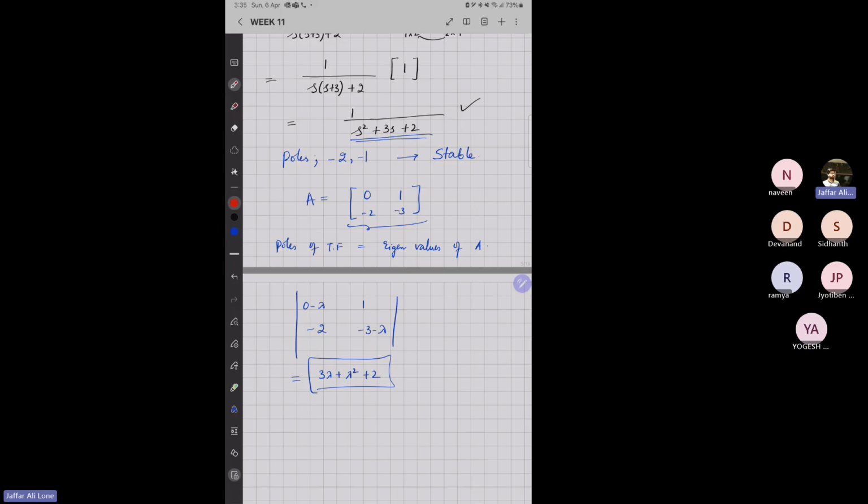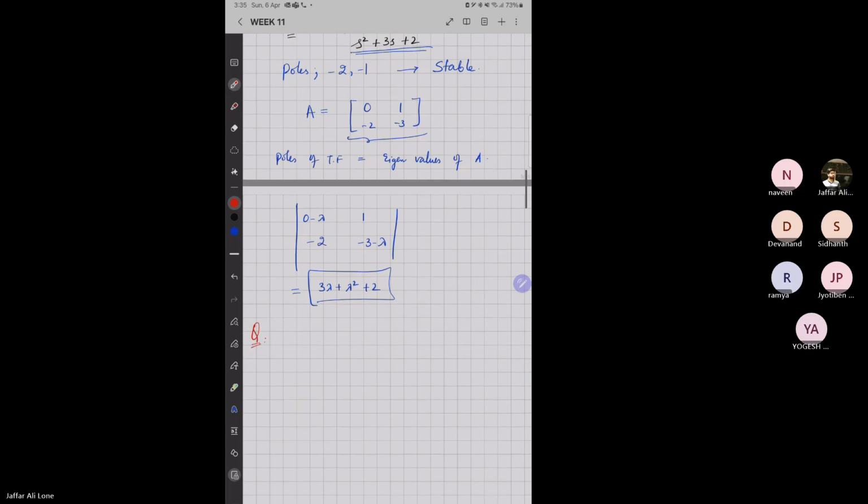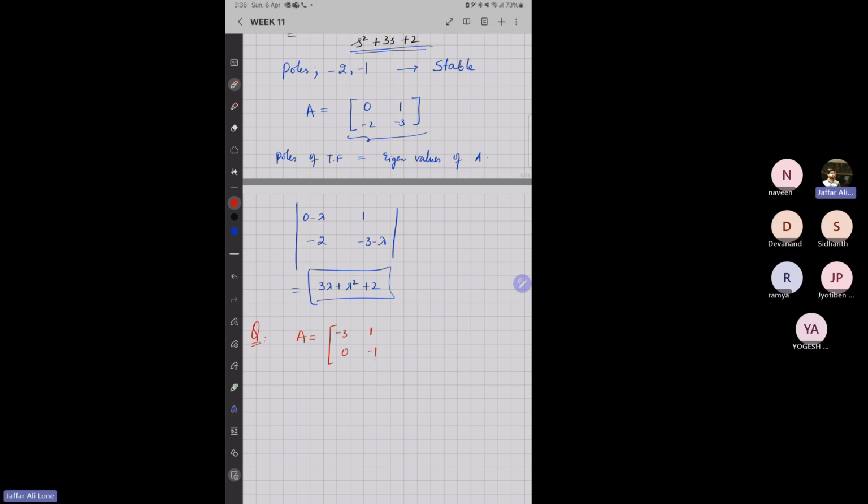Now please solve this question based on the above stuff. Determine the transfer function if the state space matrices are given as follows. A is -3, 1, 0, -1. B is 1 and 1. C is 1 and 1, and D is 0. Also comment on the stability.